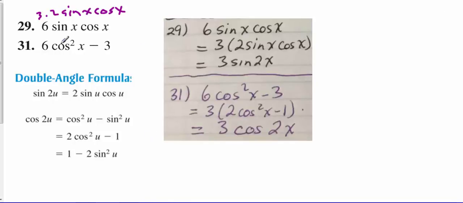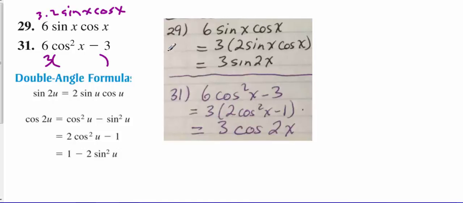Same sort of thing with this one. If I factor out the 3, what I'm left with is 2 cos squared minus 1 right there, which is the same as cos 2x. Now again, all I've done here, I haven't really solved anything here, all I've done is rewrite the expression in a slightly different form with the idea that that might help later on.